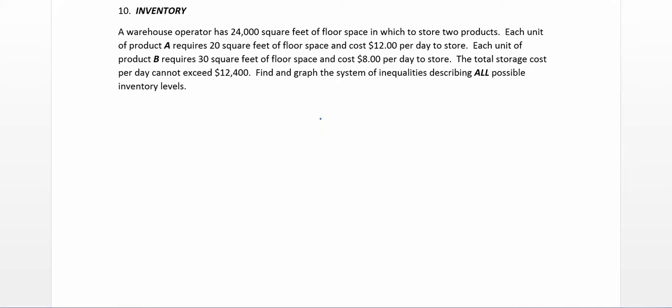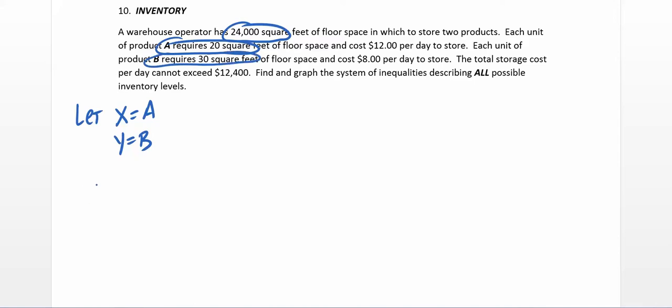So the first thing I want to do for this problem is define some variables. I'm going to let x equal the A product and y equal the B product. Therefore, I'm going to set up two equations here. I'm going to set up something that relates square footage, and I know my square footage here for A and B. So it's going to look like this: 20x plus 30y is equal to a total square footage of 2,400, right?